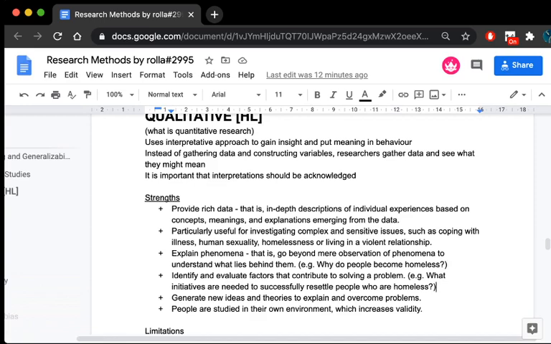So the good side of qualitative studies is that it provides rich data, in-depth descriptions of concepts, meanings, people's intentions, behavior, etc. The interesting part of psychology. And it's also particularly useful for investigating complex and sensitive issues, like coping with mental illnesses, human sexuality, homelessness, or living in a violent relationship. When you really want to know in depth about what happened, qualitative is a good deal.